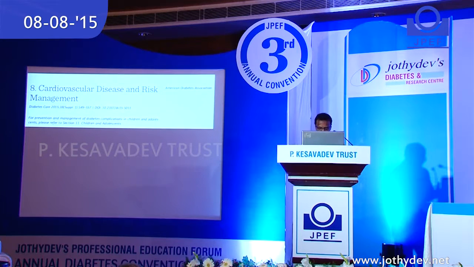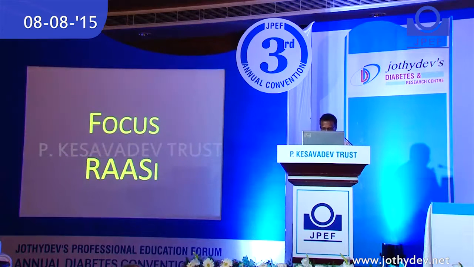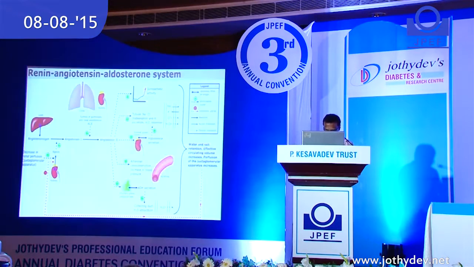If you look at that 2015 ADA guideline, again very clearly says that for the diabetic with hypertension, we use either an ACE inhibitor or an ARB. In fact, the choice is open. You can either use an ACE inhibitor or an ARB and shift to the other if one is intolerant. So understand that we are focusing in the management of hypertension and diabetes on RAS inhibitors.